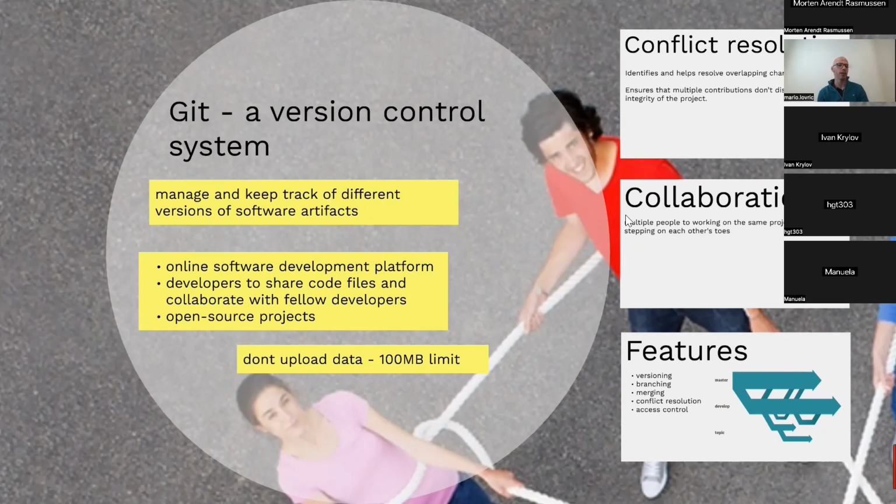The second limitation, for example for GitHub, which I will explain later, is a 100 megabyte upload limitation. So the version control system is used for software, but don't use it for data. Find another way, or cloud, or whatever network drive.